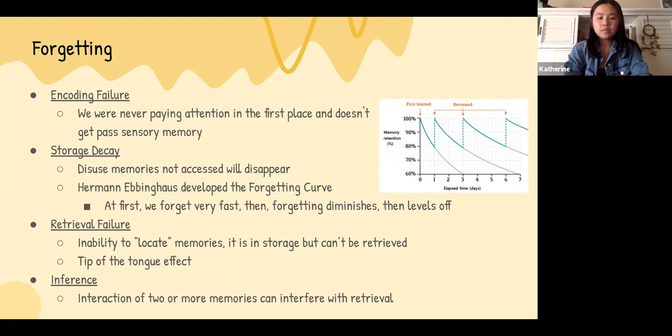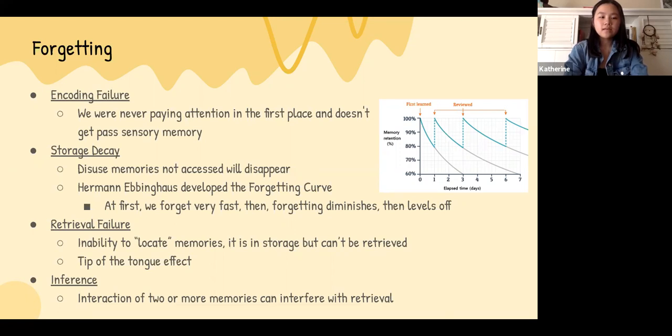But through repeated studying, as you can see in the example on the graph, you can see how quickly you forget on the first day, but if you actually review and study, that's going to help level off and make forgetting slower. And then we have retrieval failure. This is the inability to locate the memory. It is in storage, but it can't be retrieved. This is the tip of the tongue effect. If you want to say something, but you just can't seem to remember, that is because you are experiencing retrieval failure.